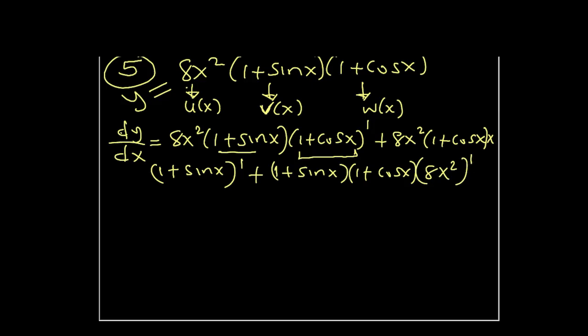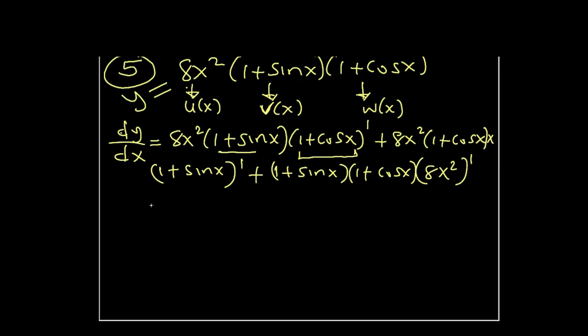So you can see that it's going to be 3 segments, but in each part, we must ensure that different functions are differentiated. In the first case, we differentiated w. In the second case, we differentiated v, while the remaining part is kept as a constant. And in the third case, we differentiated 8x squared, while v and w are kept as a constant.